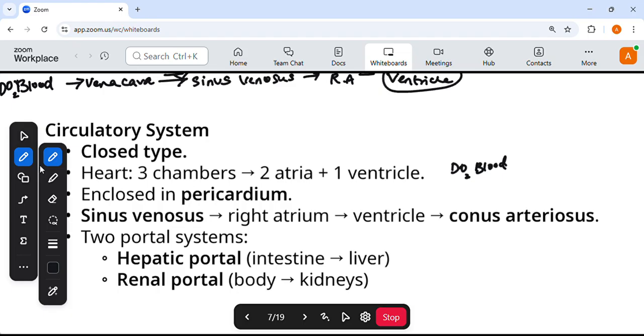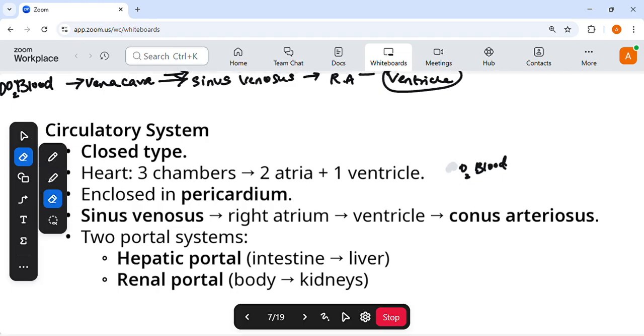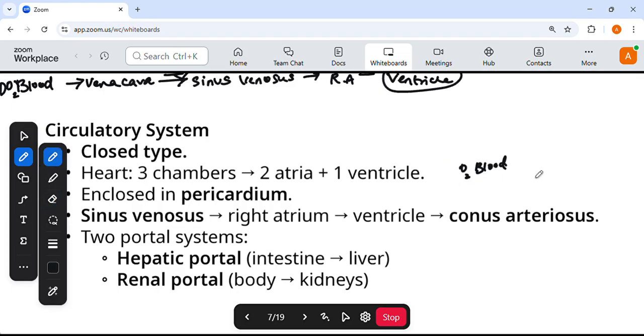Then oxygenated blood comes from lungs to pulmonary vein, to left atrium, and from left atrium to the ventricle. Now mixed blood is there here in ventricle.